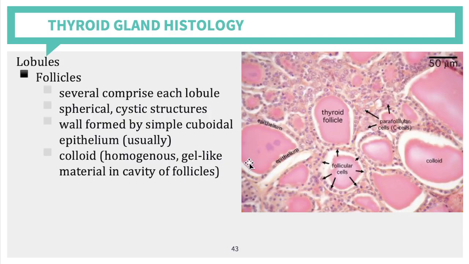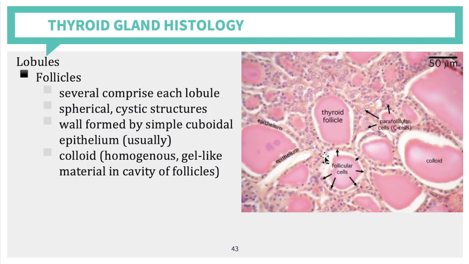Again, your follicles, this one is one follicle. Several comprise each lobule. Now, this is your thyroid follicle. And your thyroid follicle is surrounded by simple cuboidal cells, and that simple cuboidal epithelium is what we term your follicular cells. Okay? Remember your follicular cells.